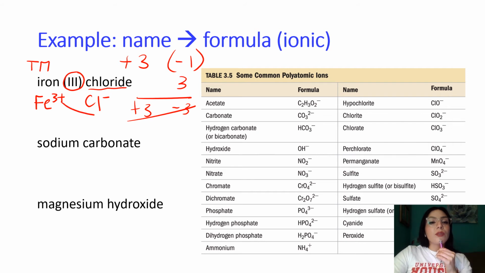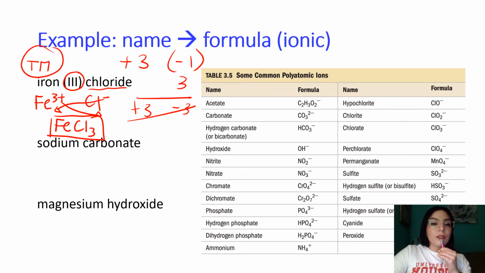And you can also do the little thing where you cross. So this 3 will come down to be chlorine's subscript. And this 1 will come down to be iron's subscript. So you'll get FeCl3. Whichever way you want to think about it, it's fine with me as long as you know how to do it. Okay, so this is an example of a transition metal. This right here is an example of polyatomic, so I'll write polyatomic ions.